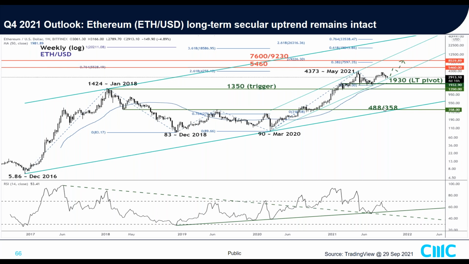So right now, the RSI is testing its pullback support and ascending support as well. So what we could see over here is potentially another bullish upleg, as long as 1930 holds on Ethereum. All right, so now I will come to the end of this presentation. Now we are open up to Q&A.